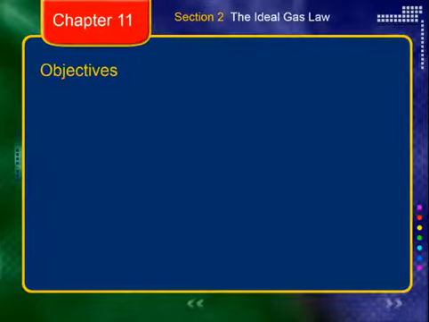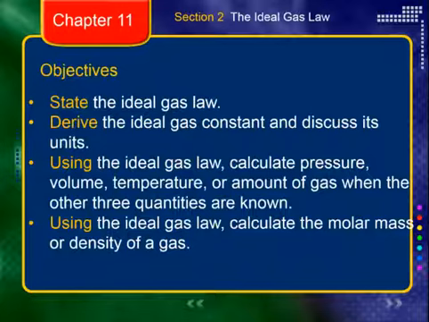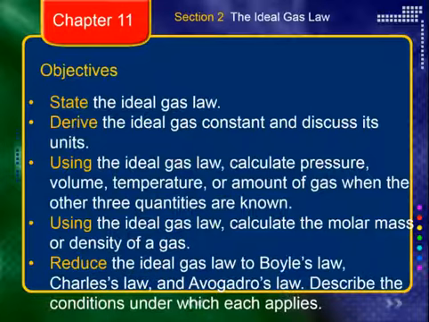All right, chemistry, let's take a look at your video lecture for Chapter 11, Section 2, talking about the ideal gas law. In this video lecture, we're going to add yet another law, but it's actually going to be a culmination of the 4 individual laws we've studied so far, so hopefully it won't be that rough for you. At the end of this lecture, I want you to be able to state the ideal gas law, derive the ideal gas constant, and discuss its units.